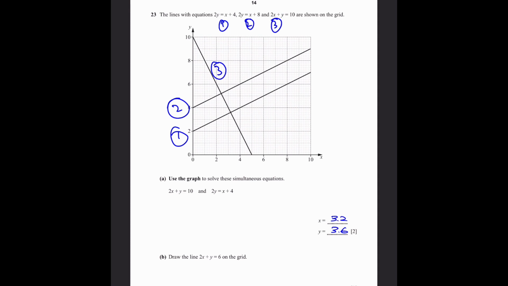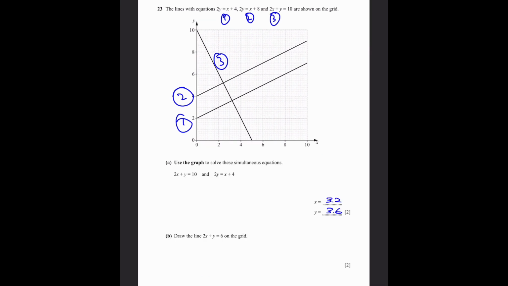Draw the line 2x plus y equals 6 on the grid. Let's take three values of x. I'll take x equals 0, 1, and 2. Now, for x equals 0, we can find y. x equals 0 means that 2x will also be 0, y is simply equal to 6. When x equals 1, 2x will be 2. 2 plus y equals 6, y equals 4. And for x equals 2, 2 into 2 plus y equals 6. 4 plus y equals 6, y equals 2.